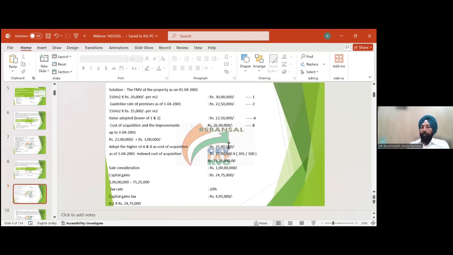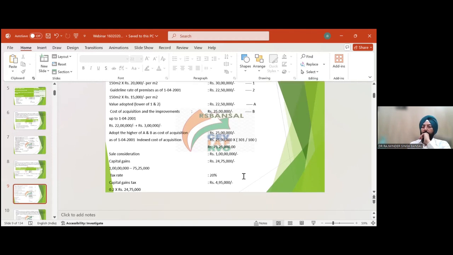Again, you can do indexation. Indexation is 25 lakh multiplied by 301 upon 100, which is 75 lakh 25,000. Sale consideration is 1 crore. So capital gains is 24 lakh 75,000, and you can calculate the capital gain tax, which is as simple as in the first question.